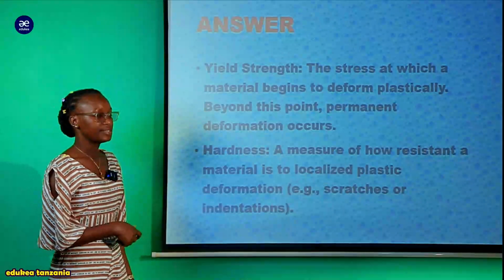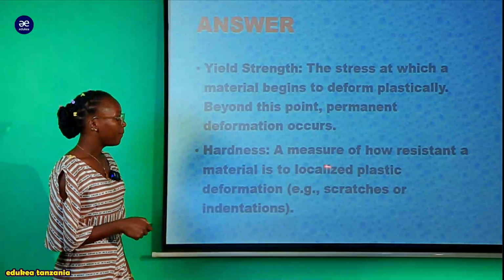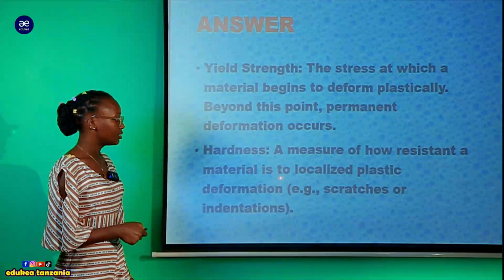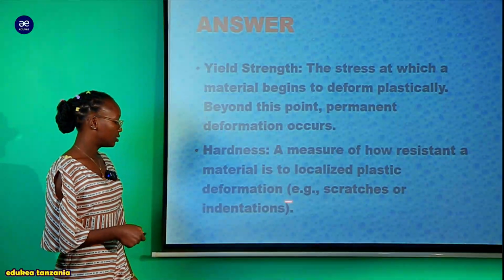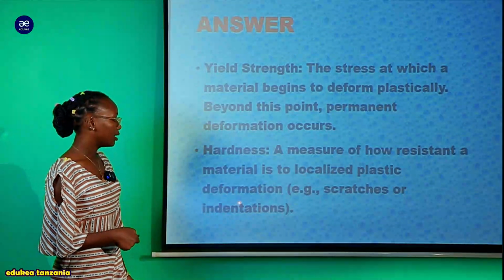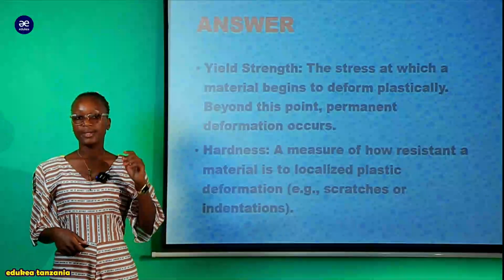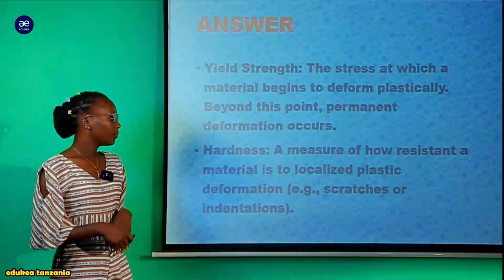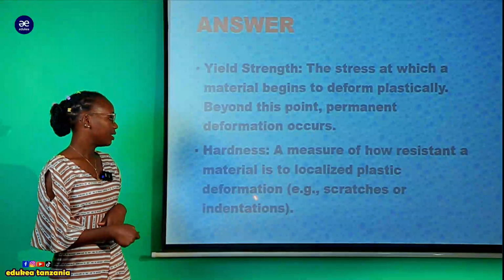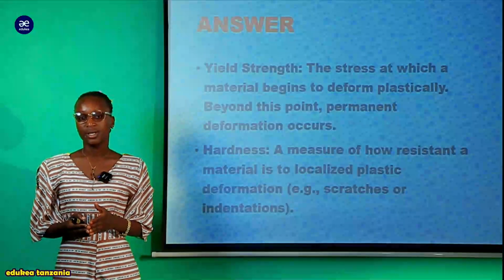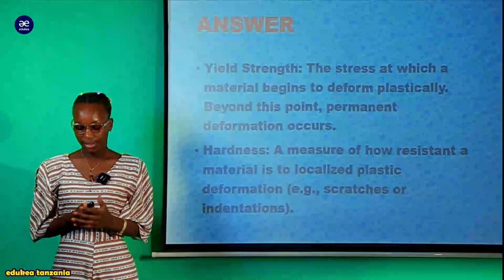But also we have hardness. This is another physical strength of the metal, whereby it's a measure of how resistant a material is to localized plastic deformation. Example, scratches or indentations. Kwa hiyo hardness, tunaongelea ule ugumu. Kwa hiyo hii hapa ni measure of how resistant a material is to localized plastic deformation. Mfano mzuri ni zile scratches. Kwa hiyo ile hardness tutaweza ku measure ile resistance of those materials.